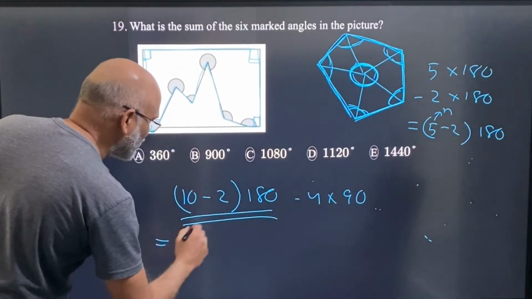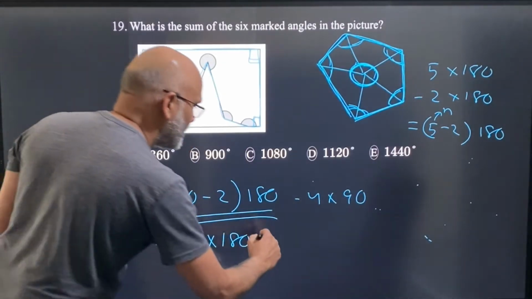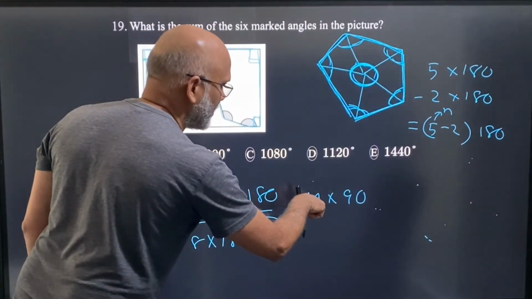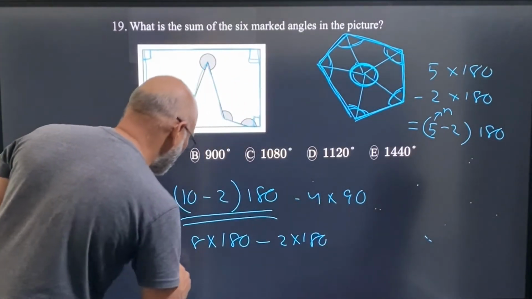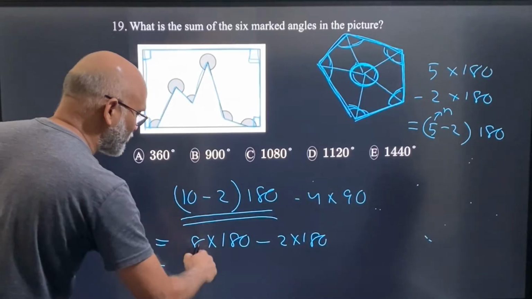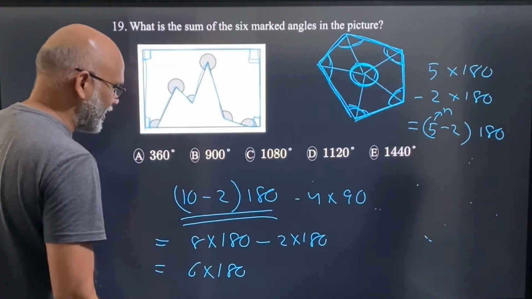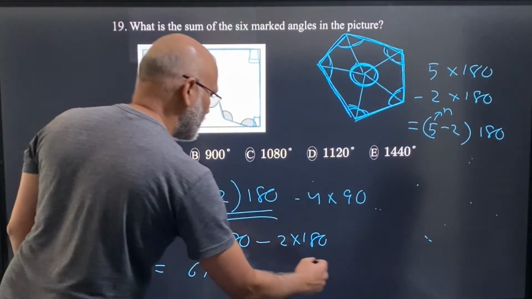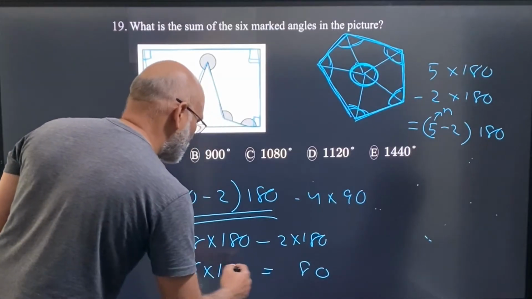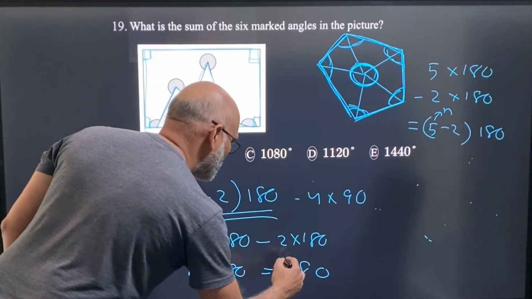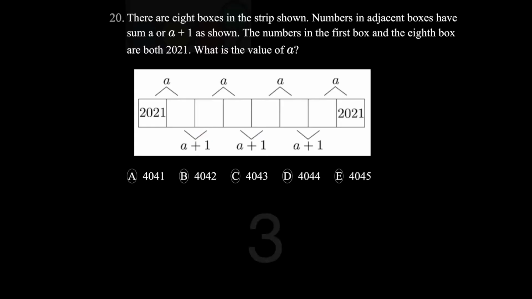So this will come down to 8 times 180 minus 4 times 90, which is 2 times 180, right? So if I apply the distributive property, this is going to be 6 times 180. So 6 times 180 is 1080, right? Then C is the correct choice.